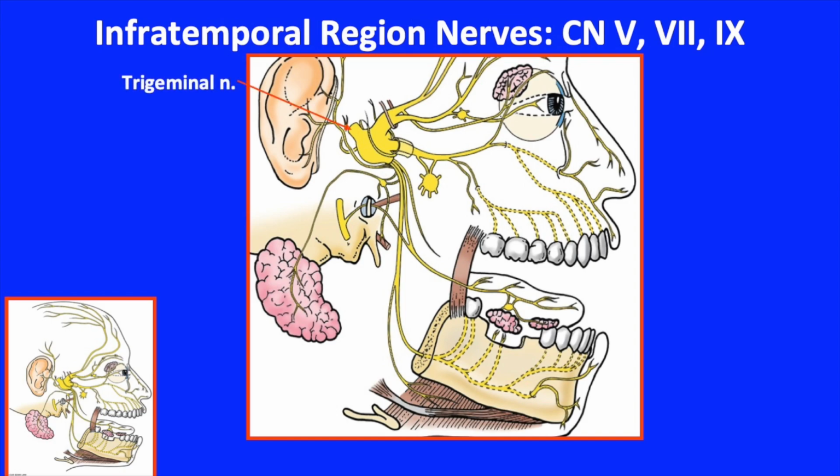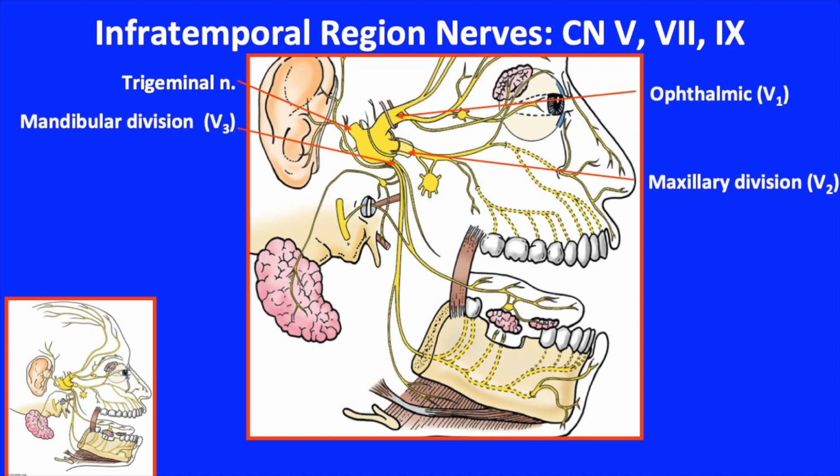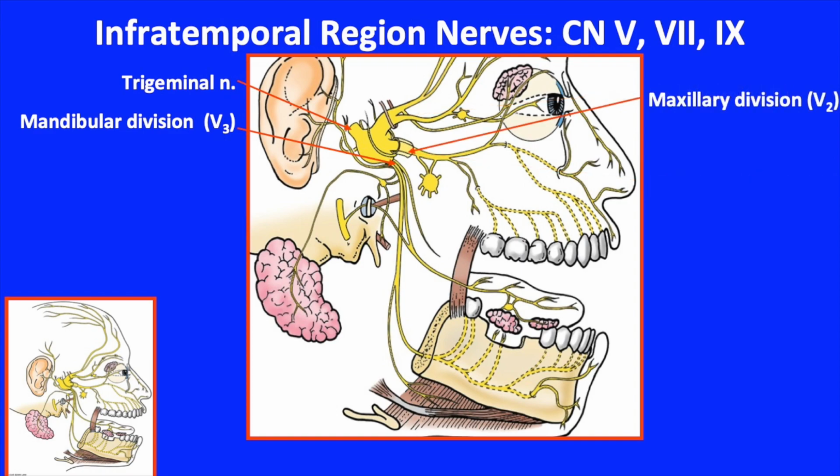Recall that the trigeminal nerve gives rise to three separate divisions: the ophthalmic, or V1, the maxillary, or V2, and the mandibular, or V3, that will provide sensory to three separate areas of the face, and V3 will also supply the muscles of mastication. Given that we're only concerned with the trigeminal nerve as it relates to the infratemporal fossa, we can eliminate the ophthalmic division from consideration in the field.